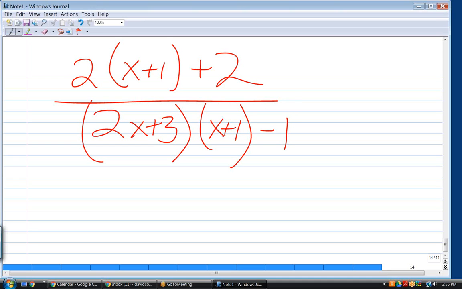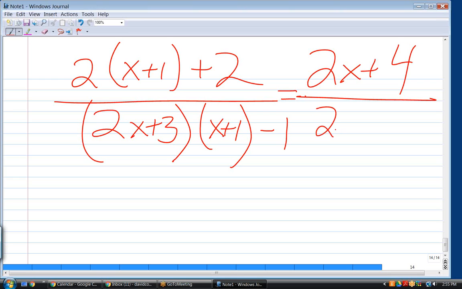However, let me distribute everything and see what I get. Well, this becomes 2x plus 2 plus 2, so this becomes 2x plus 4. This becomes 2x squared plus 5x plus 3 minus 1, which means plus 2.